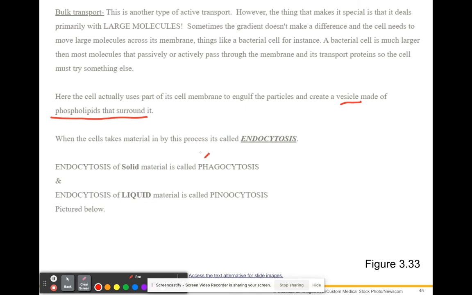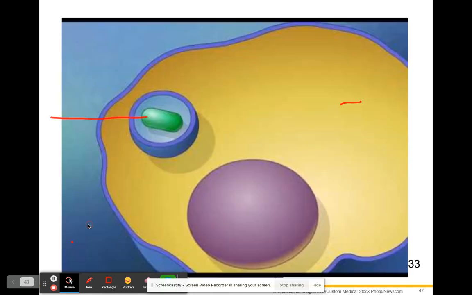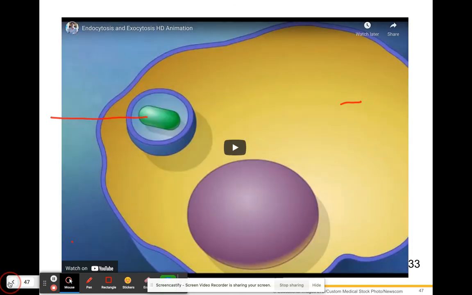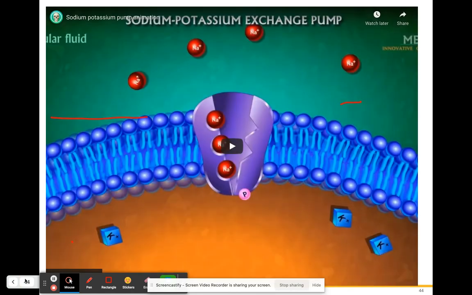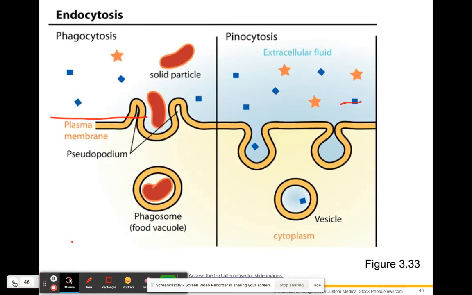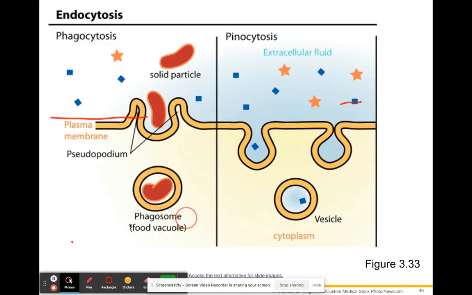Okay, but what if we want to do the opposite? What if we want to release something? Okay, this was things entering the cell. But what if we wanted to release something? Okay, if we want to release something, we call it exocytosis. Hold on one sec. Where's my definition of exocytosis? Do I not have it here? Nope, it's okay. I'll just write it down. The opposite of endocytosis is called exocytosis.